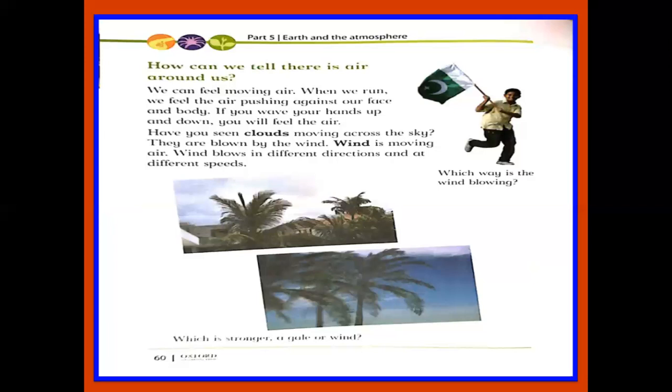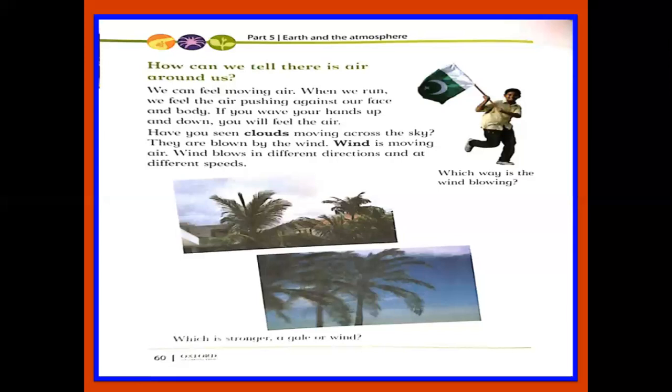And also, if you wave your hands up and down, then you feel air. You can also see this flag. This boy is moving the flag, but the flag is not straight. From this side, the flag is pushed backward by the moving air, and that moving air is called wind. So, what is wind? Wind is moving air.